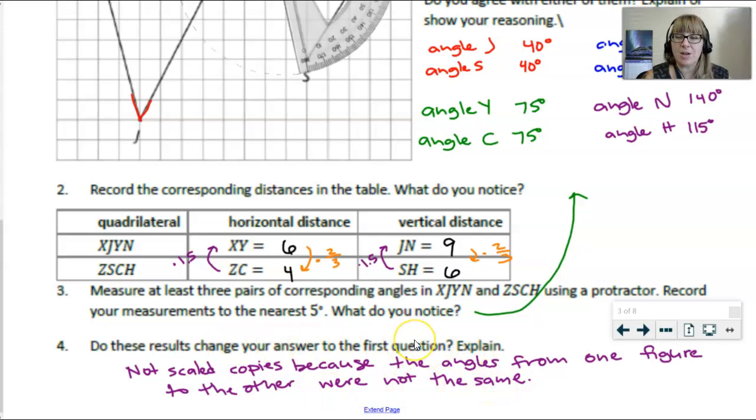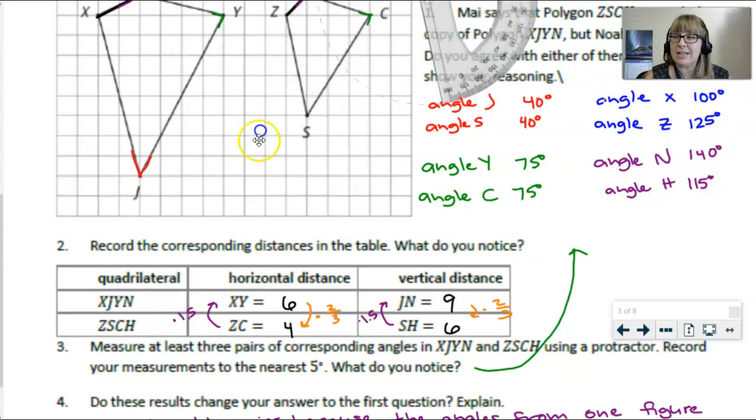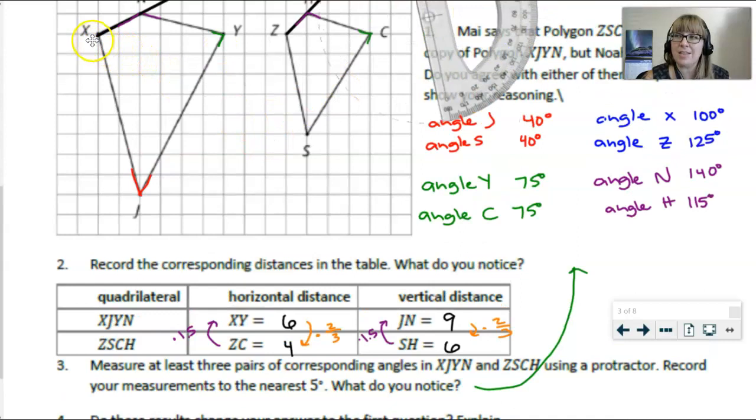So are these scaled copies? And the answer is no. The angle measures here, right here, being different, tell us that these are not scaled copies. They might look like it in the beginning, and even looking at the distances, we might be fooled, but I want you to take away from this, we need to make sure that we're looking at the distances as well as our angle measures.